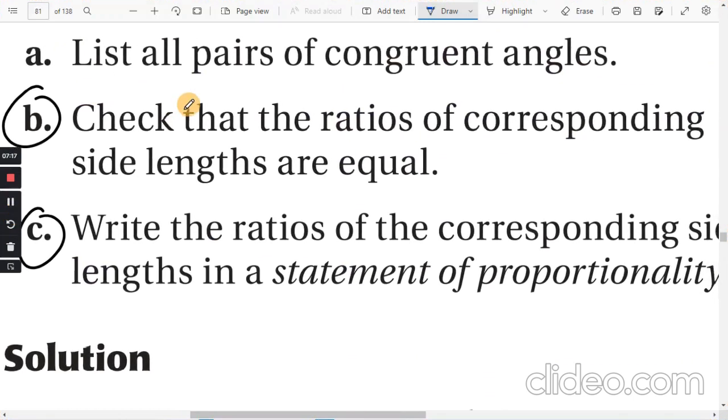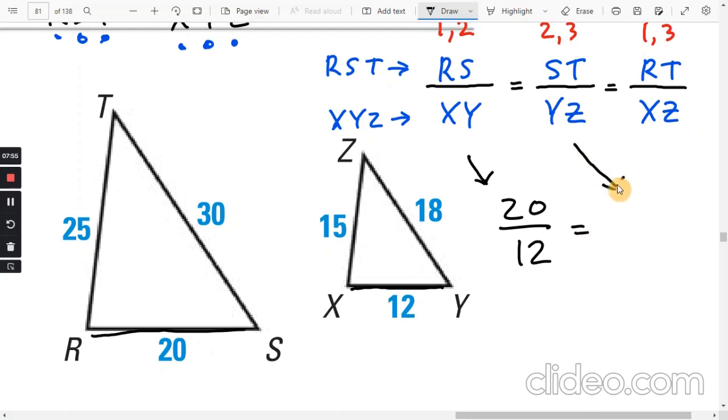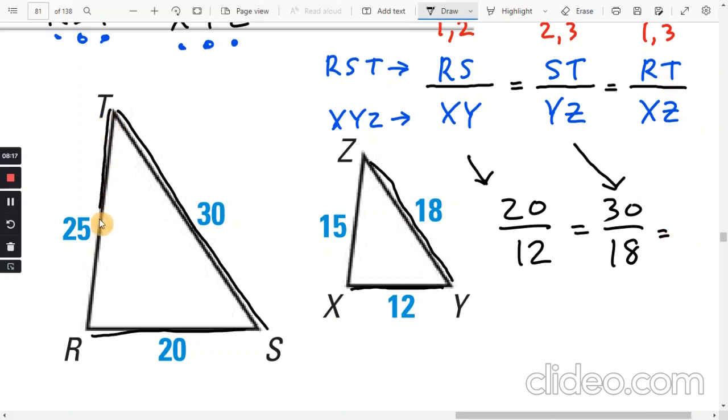Okay, now let's go to B and check that the ratios of the corresponding side lengths are equal. Okay, so all we have to do is plug in the side lengths for these fractions. You can reduce the fraction or use the calculator to make sure they're all equal. So please plug in the actual numbers here and see what you get. Okay, RS is this one right here. That's 20. And XY is this one right here. That's 12. ST is this one right here. That's 30. And YZ is this one right here. That's 18. Finally, RT is this one right here. 25.